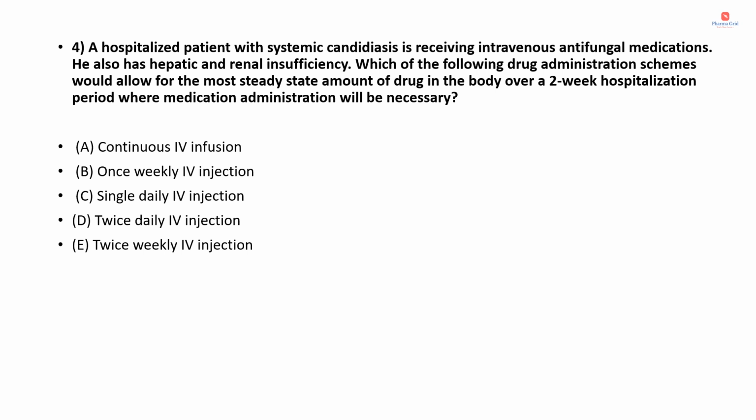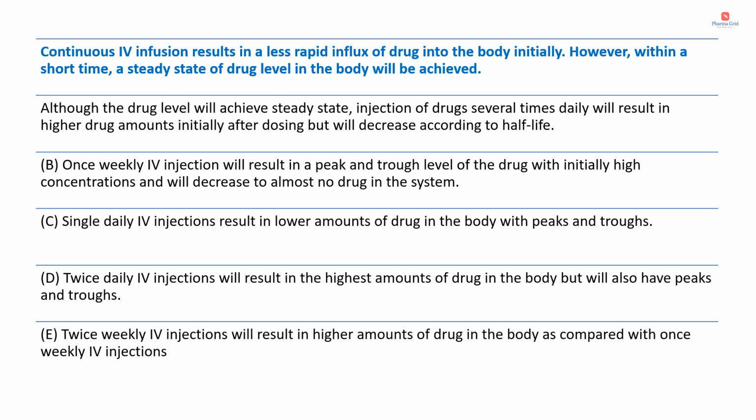Options are continuous IV infusion, once weekly IV injection, single daily IV injection, twice daily IV injection, then twice weekly intravenous injection. So here the correct answer is option A, that is continuous IV infusion. Continuous IV infusion results in a less rapid influx of drug into the body initially. However, within a short time, a steady state of drug level in the body will be achieved. Although the drug level will achieve steady state, injection of drugs several times daily will result in higher drug amounts initially after dosing, but will decrease according to half-life.